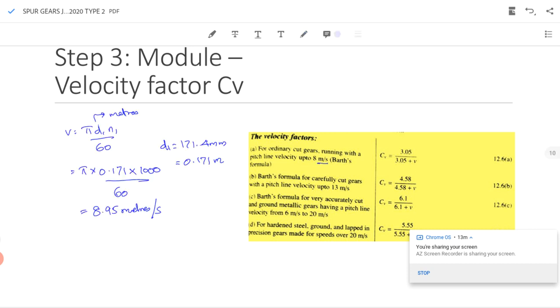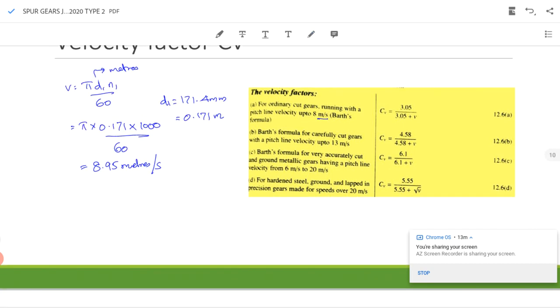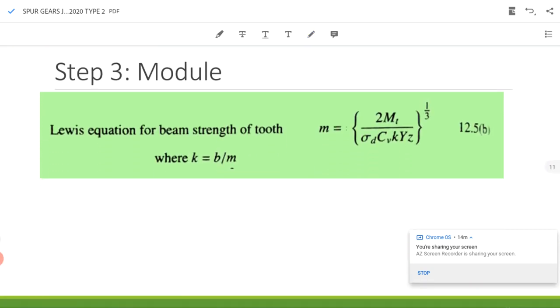When we see this table, these equations, I can find the velocity is greater than 8, but up to 13 meters per second, so I will use equation 12.6b. So Cv equal to 4.58 plus v. Substituting the velocity equal to 8.95, I will get Cv equal to 0.3384. So I have found all the values to be substituted in this equation.